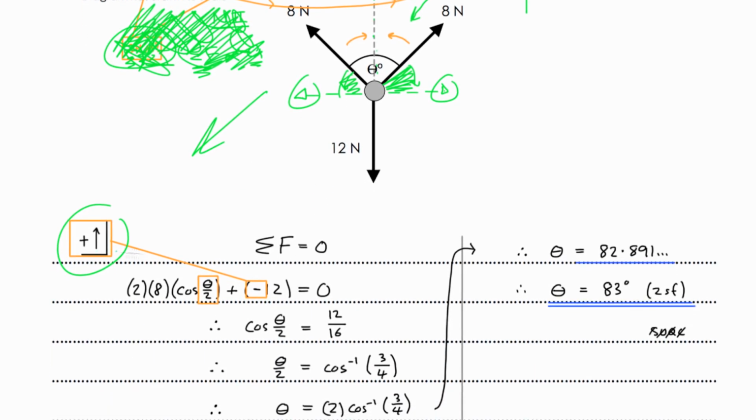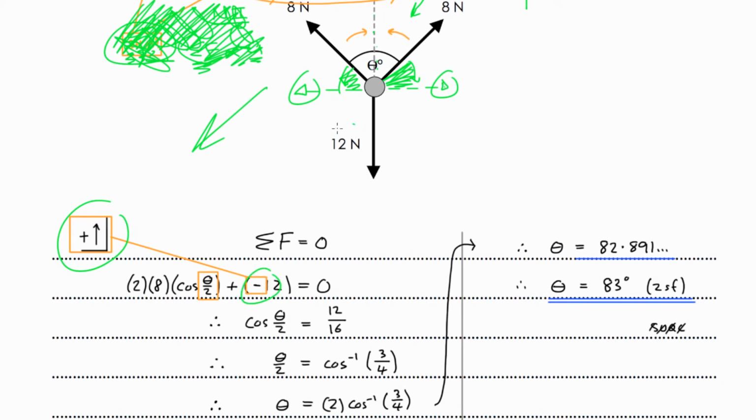I'm picking up as plus, which makes the 12 minus, obviously, because it's down. But here's the theta over 2. If you just come back up here and look at the diagram, this angle is theta over 2, isn't it? As is this one. And I'm going through it, so it's cos theta over 2. That gives me, when I multiply by 8, each component of these 8 newtons vertically. And because there are two of them, I could have that plus that, but let's just multiply it by 2. So there's my equation. If you follow it through, out pops 83 straight away.